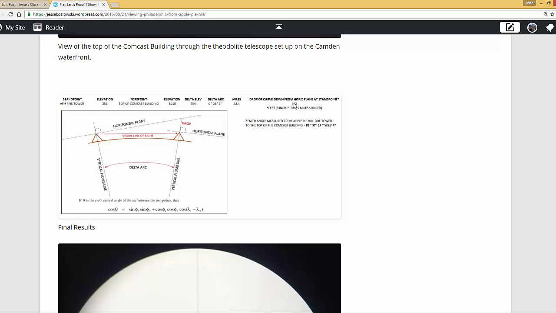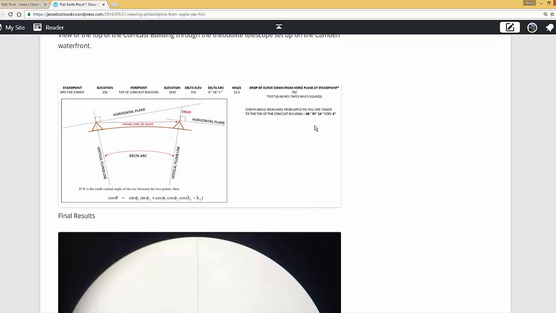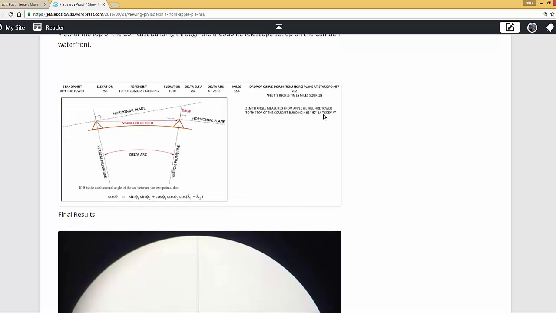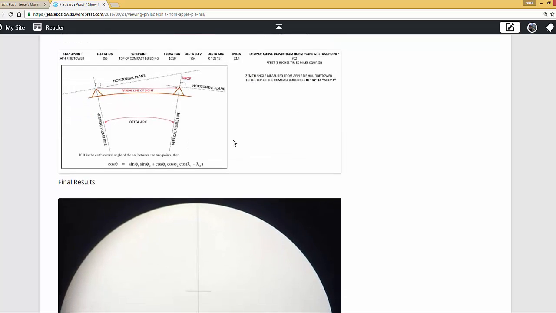And I give you the drop of the curve measured down from the horizontal plane at the standpoint. Okay? So it looks like that. And I also give you my zenith angle that I measured to the top. And that's the final results.